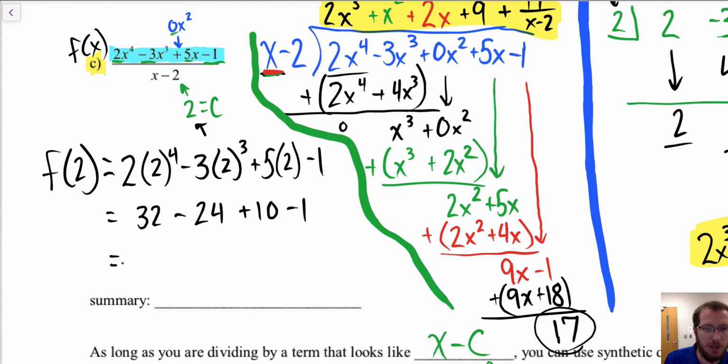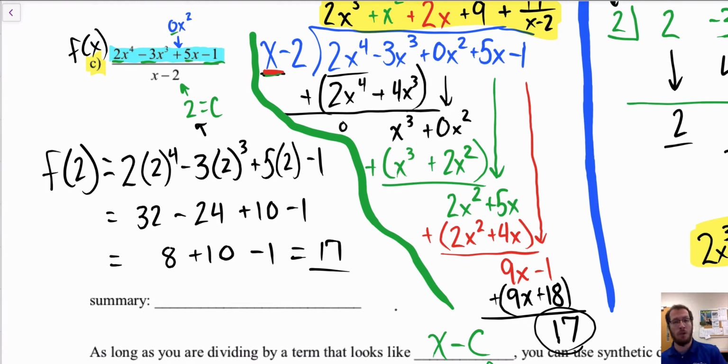All right, so doing our arithmetic, we get 8, add 10, take away 1, that's 18 minus 1, so we do get our 17. All right, so it checked out. So now notice this only gives you the remainder. It does not give you the rest of the solution if that's what you're looking for.